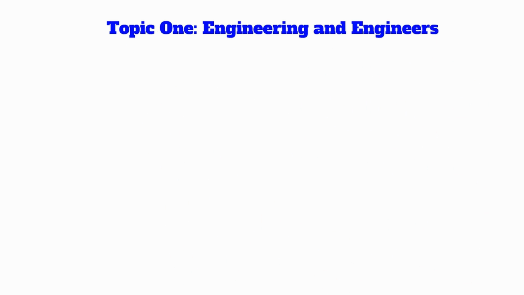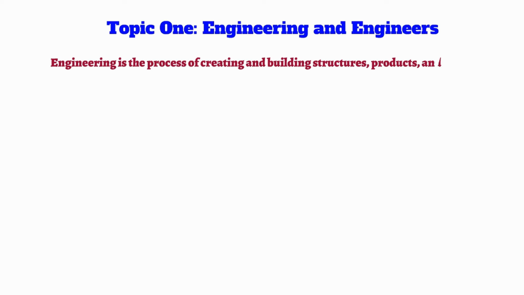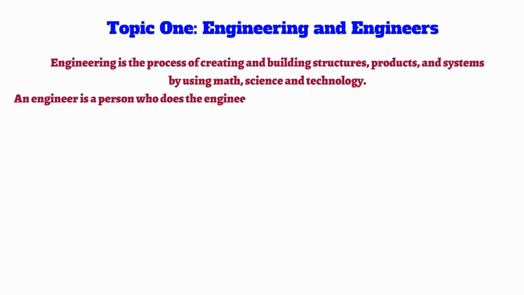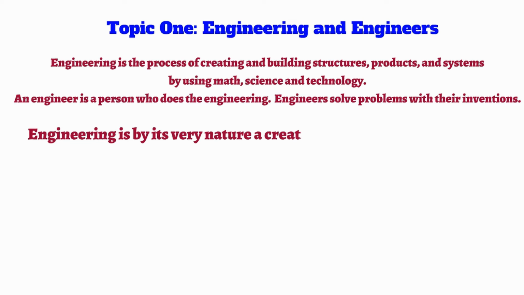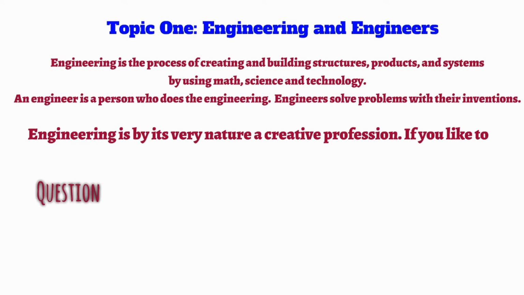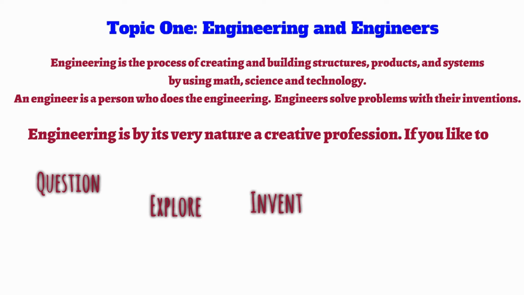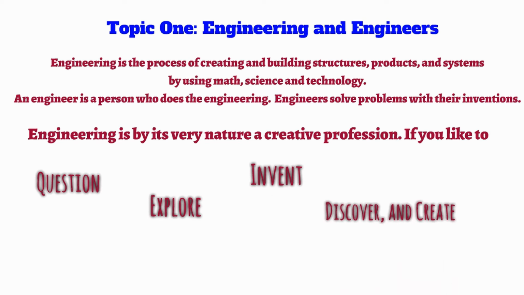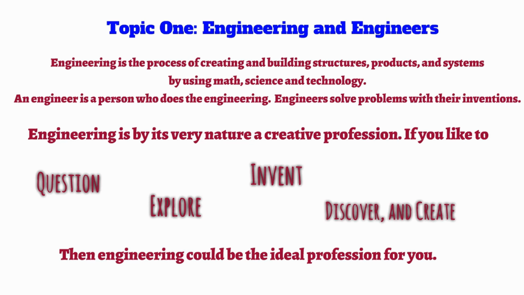What is engineering or engineers? Engineering is the process of creating specific structures, products, or systems. An engineer is a person who does the engineering. Engineers solve problems with their inventions. Engineering is by its very nature a creative profession. If you like to question, explore, invent, discover, and create, then engineering is a potential profession for you.